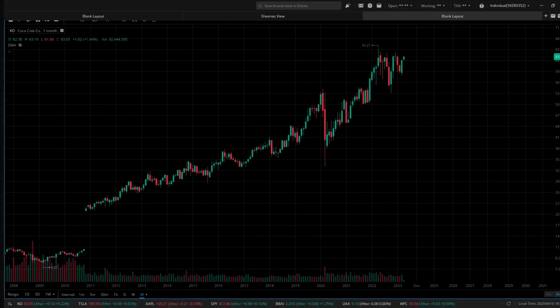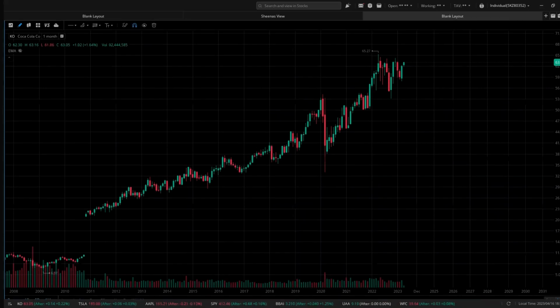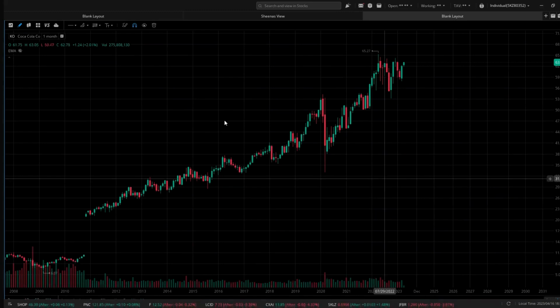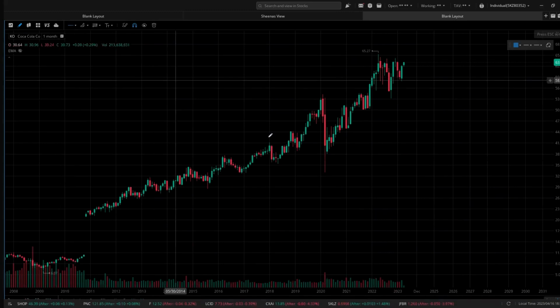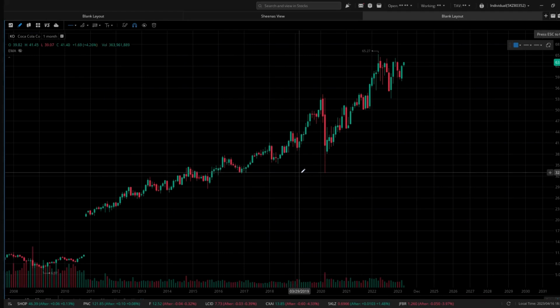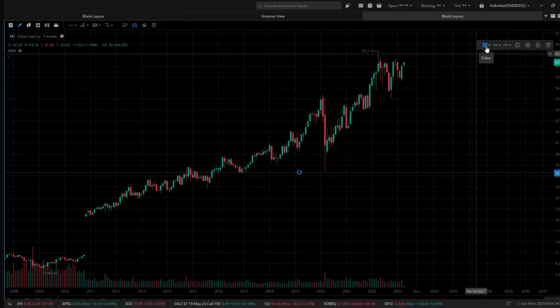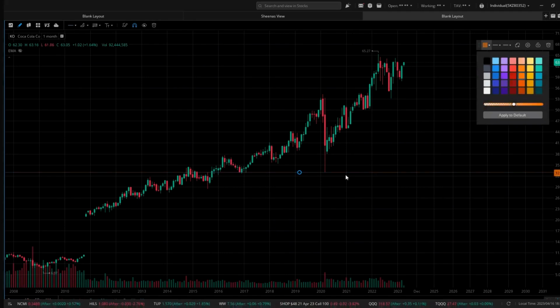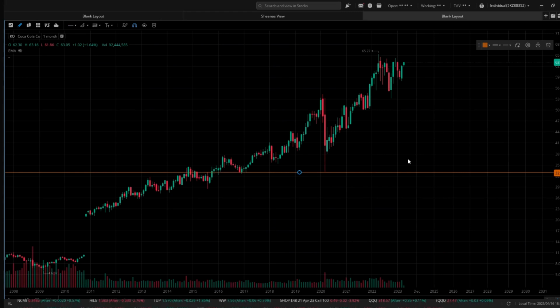So what we're going to do now is mark off some areas where we feel like there's support and resistance. And a key area I feel is where it fell during the pandemic because it bounced. Let me change this color to orange. And let's make it a little bit thicker so we can actually see it. Okay.